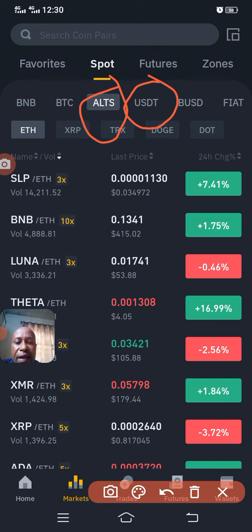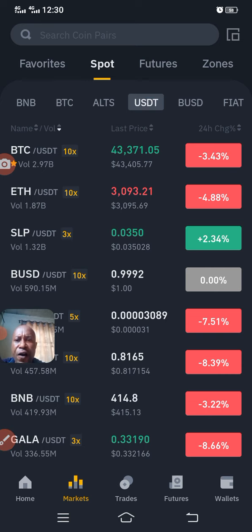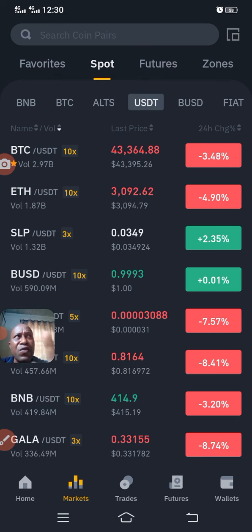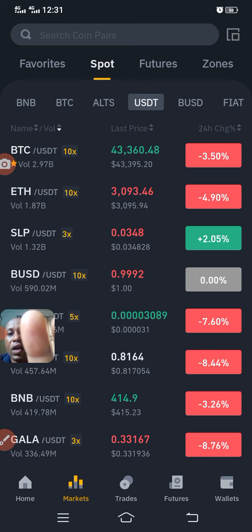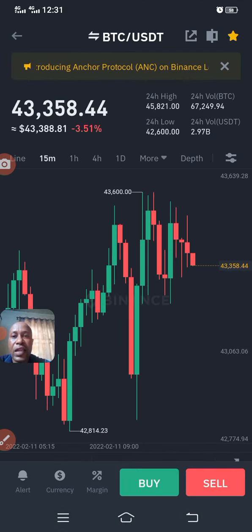In the USDT market, I can actually click on it. Any coin that is pegged on USDT, I can actually use my USDT to purchase those tokens. And what do I need to do? I need to go to the USDT market, and that is exactly where I am. BTC USDT. Now, let's assume I want to buy BTC. All I need to do is click on it. Once I click on it, it will open, just as I said earlier.